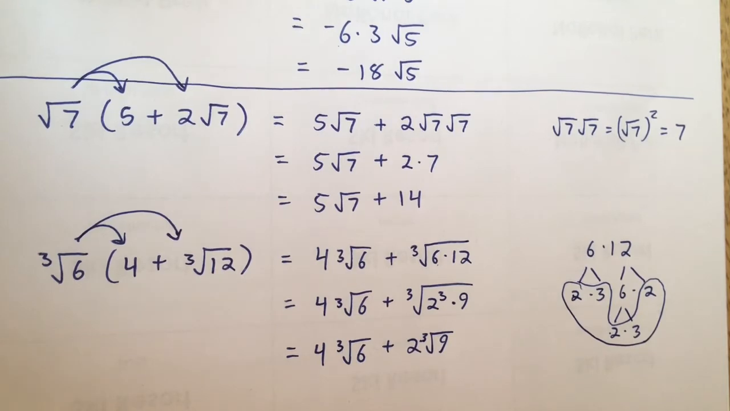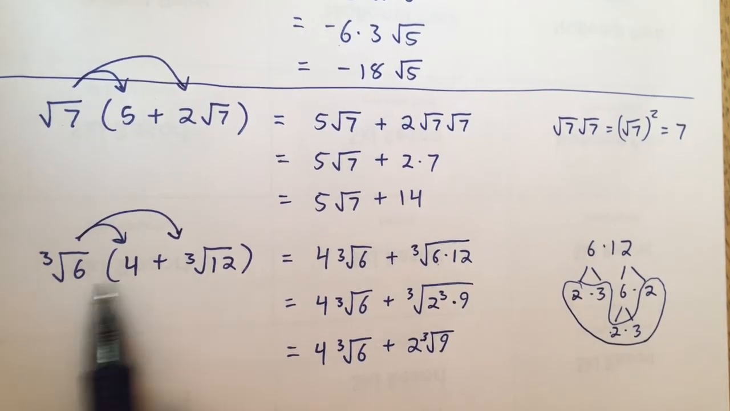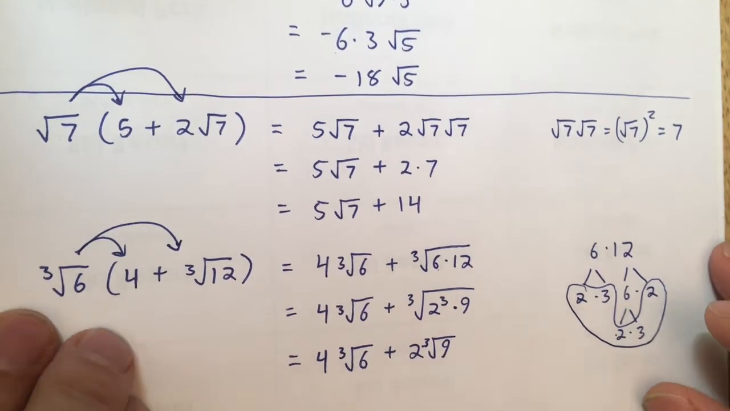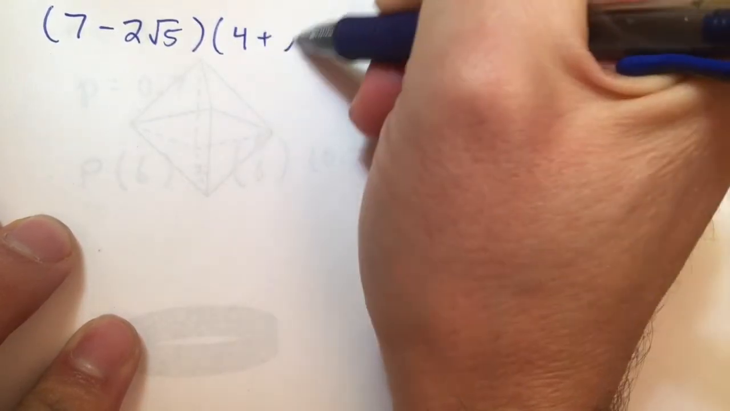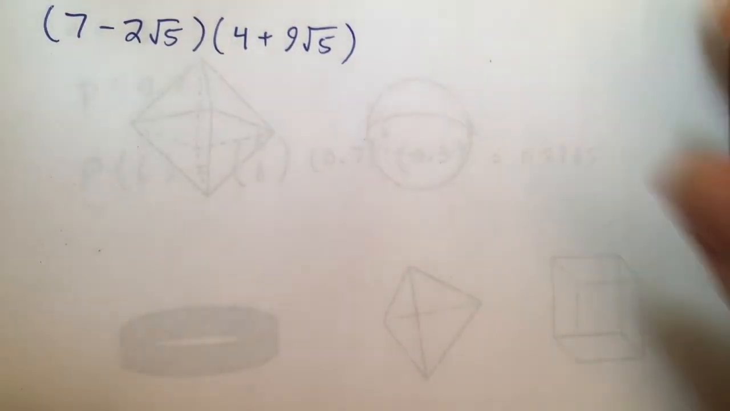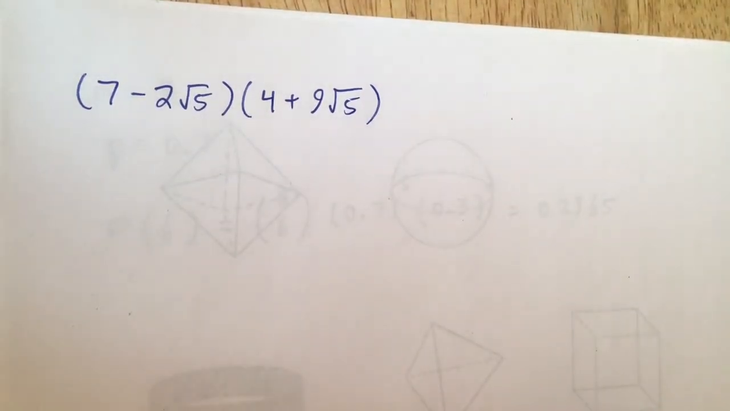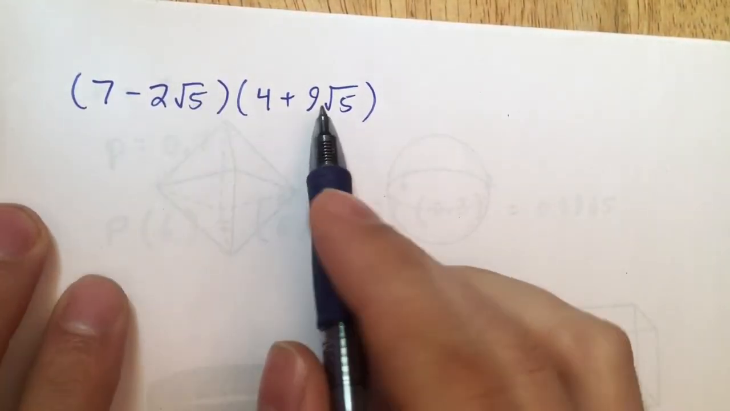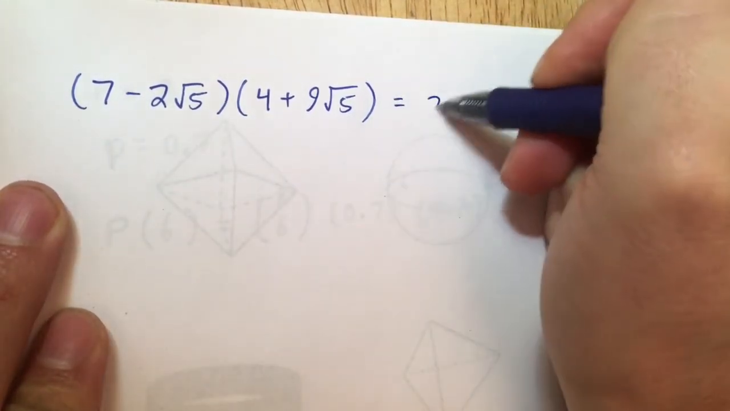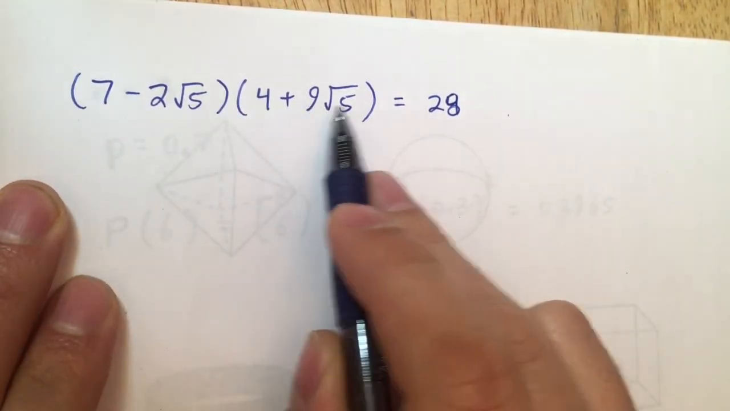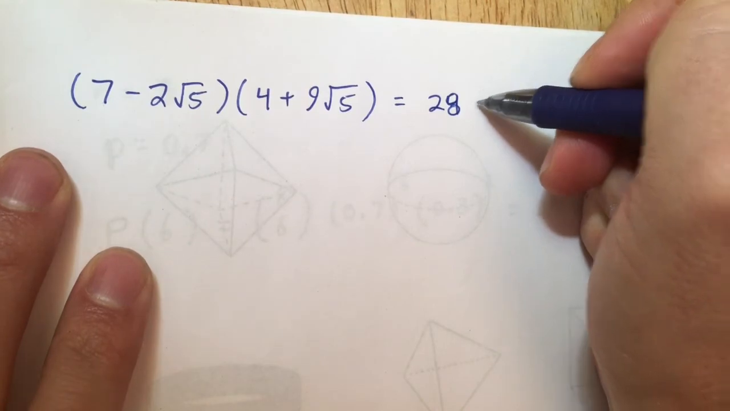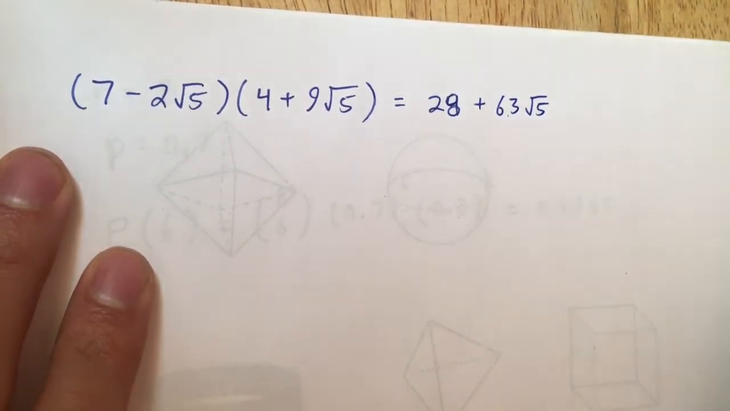One more problem, and that's when we multiply two sums or two differences, or a sum and a difference together. So let's take a look at that, the last example. All right, so our problem will be 7 minus 2 root 5 multiplied by 4 plus 9 root 5. Okay, so what do we do here? Well, when we multiply two binomials together like this, we take the 7 times the 4. That's 28. 7 times 9 root 5. 7 times 9 is 63. So this is 63 root 5.